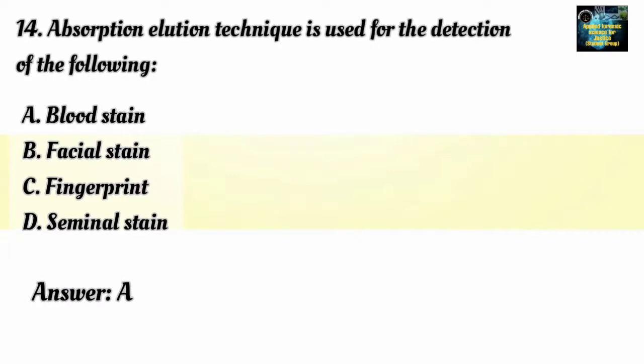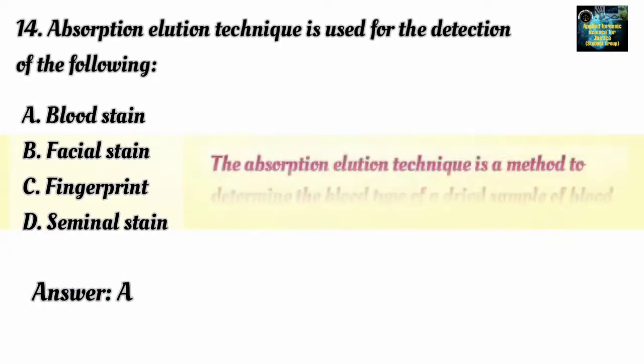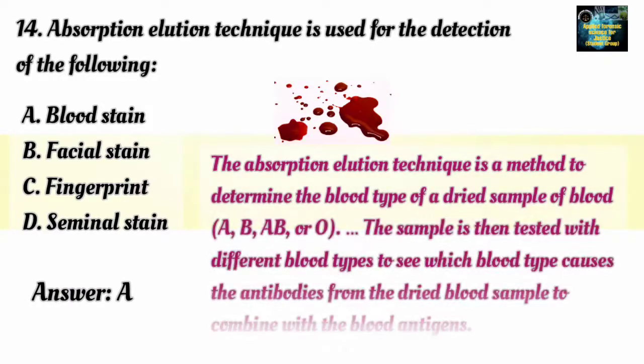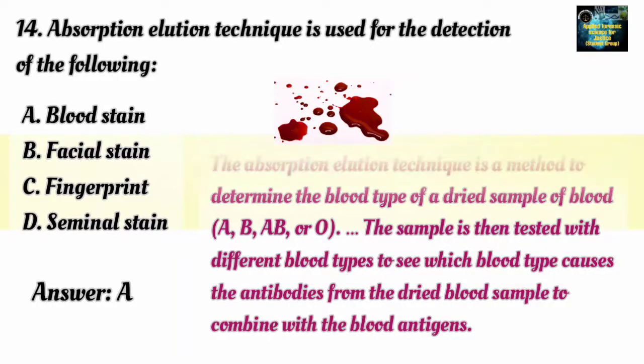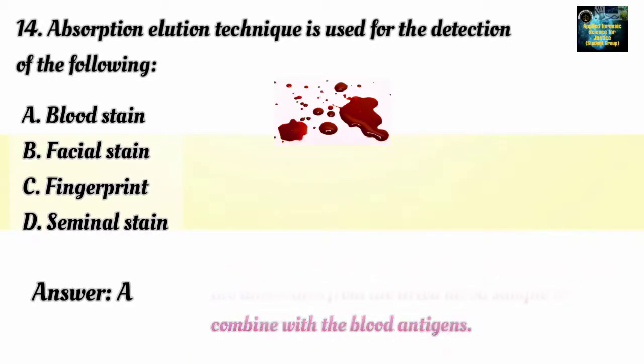Blood stain. The absorption elution technique is a method to determine the blood type of a dried sample of blood: A, B, AB or O. The sample is then tested with the different blood types to see which blood type causes the antibodies from the dried blood samples to combine with the blood antigens.